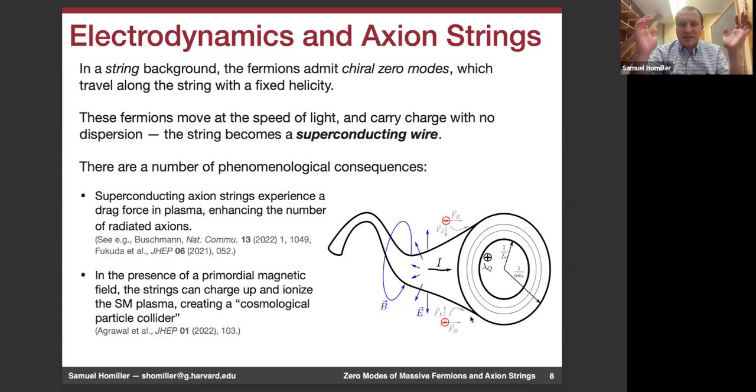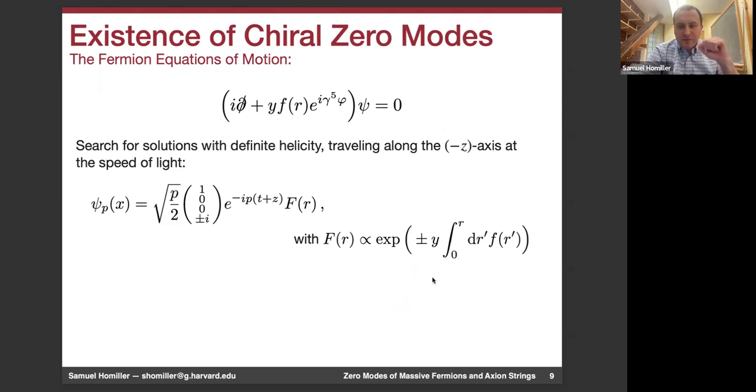So clearly, it's worthwhile to understand all of the physics of these chiral zero modes, where they are really coming from, so that we can make sure we properly understand all of the phenomenology, because it can be important. Okay. So for the next couple slides, I'm going to walk through in excruciating detail why these zero modes on axion strings exist.